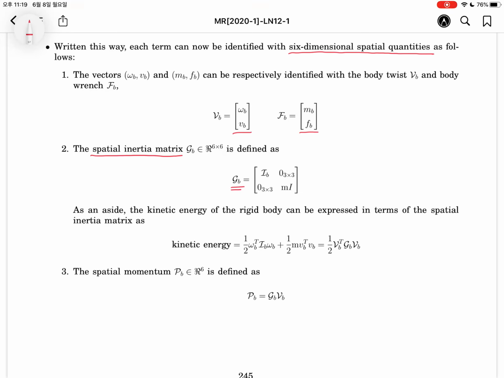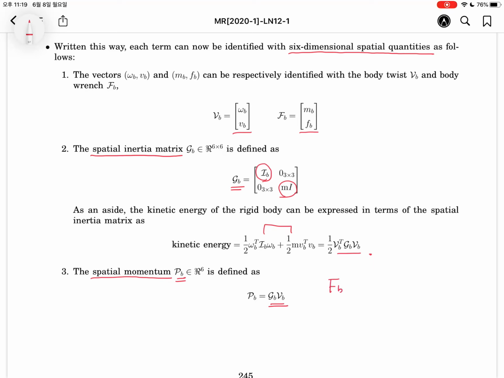And the total energy in terms of the rotational and the translational will be combined using the twist and the spatial inertia, okay? Because this is a 6x6 matrix, it is related to rotation, it is related to the translation. So we can combine the kinetic energy. Okay, one more. Let's assume that the spatial momentum denoted by P_B, G_B, V_B.